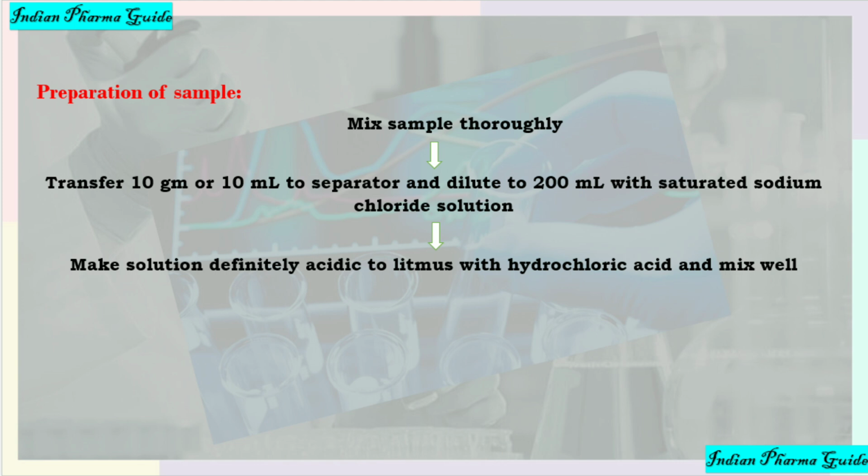Next one, preparation of the sample. First step, mix the sample thoroughly, then transfer 10 grams or 10 ml to a separator and dilute to 200 ml with saturated sodium chloride solution, and finally make the solution definitely acidic to litmus with HCl and mix it well.